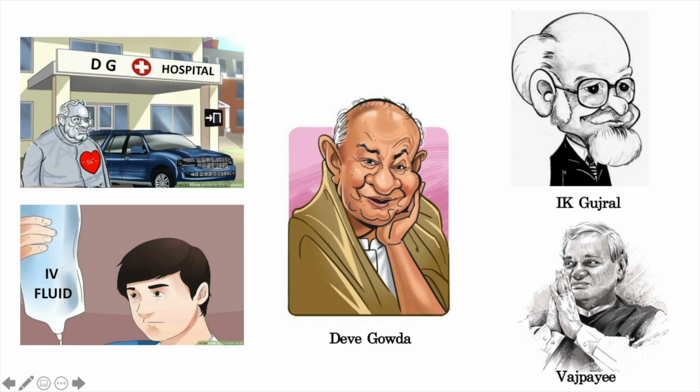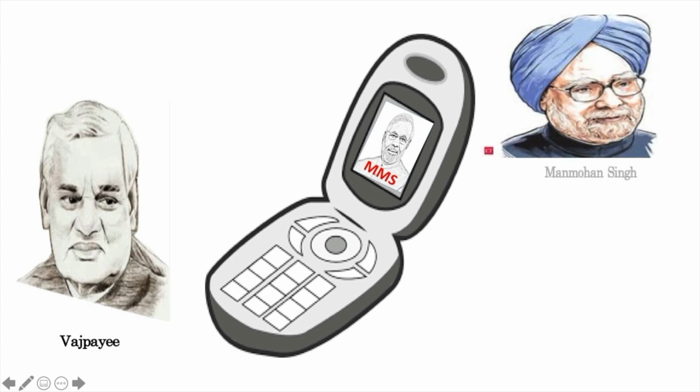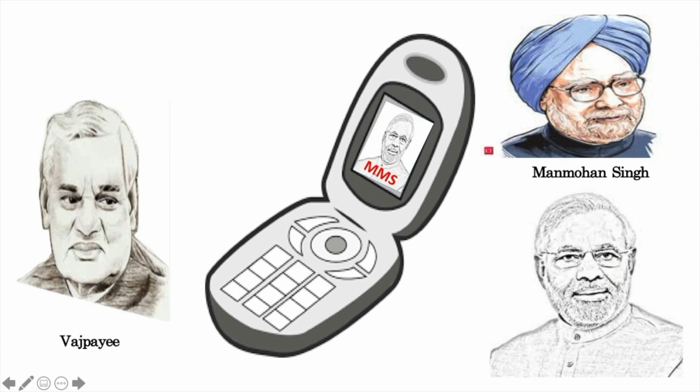So let's see who the Prime Minister is after Vajpayee, for which we will use this part of the story. Vajpayee receives an MMS from Narendra Modi wishing him speedy recovery. So MMS is for the 15th Prime Minister Manmohan Singh, and the current Prime Minister, that is the 16th Prime Minister, is Narendra Modi. Both Manmohan Singh and Narendra Modi have been consecutively elected for 2 terms.